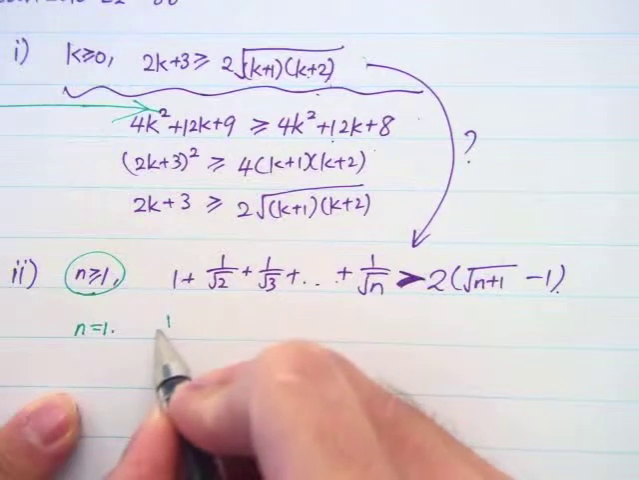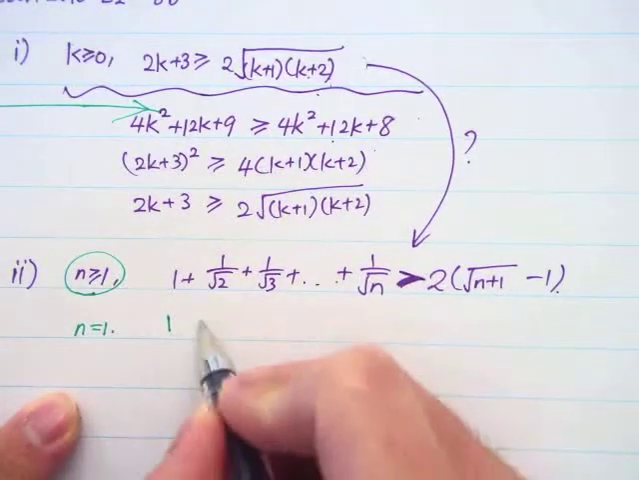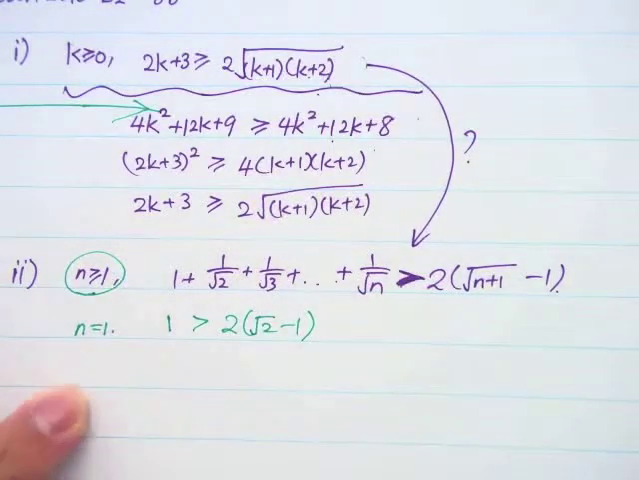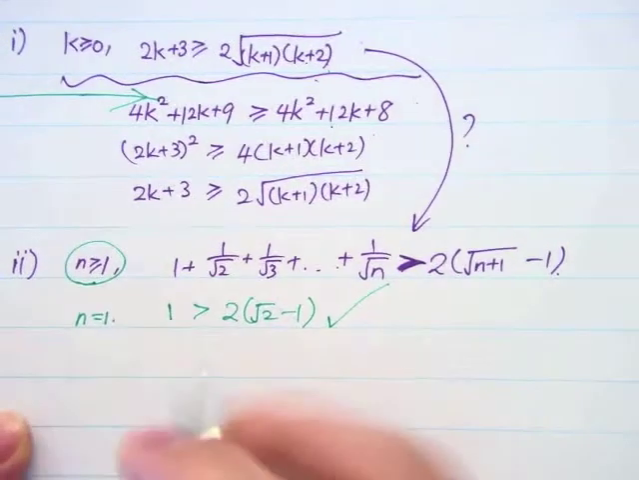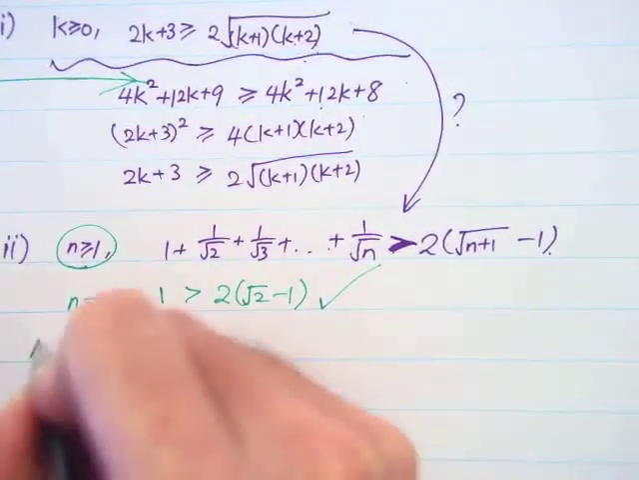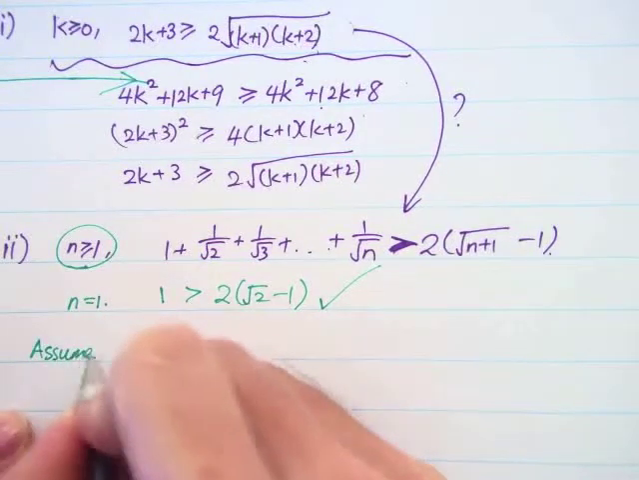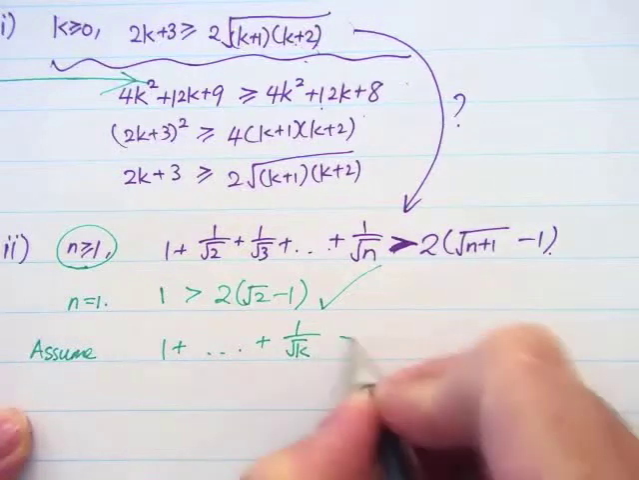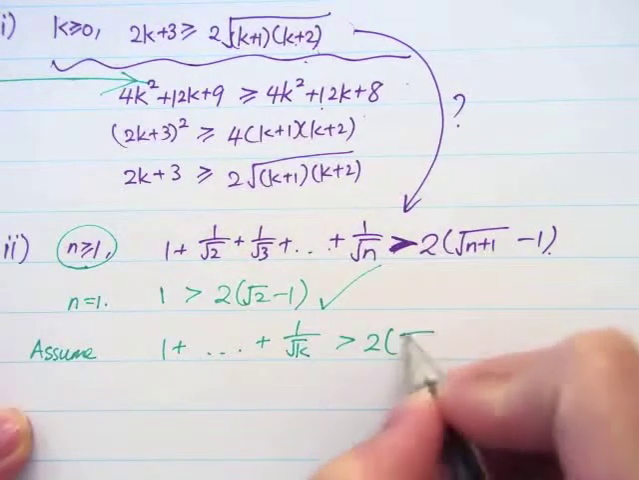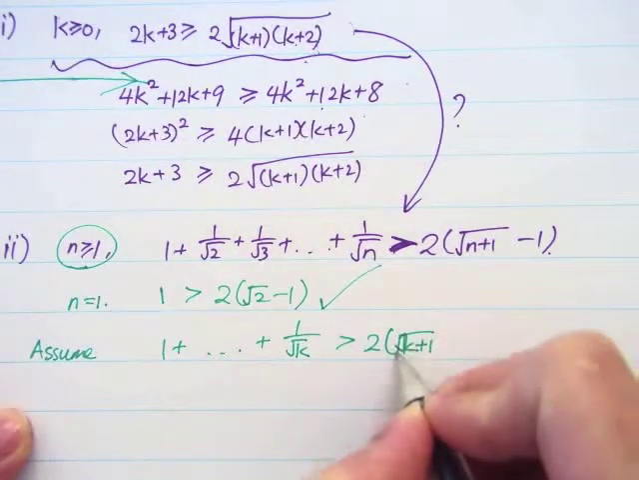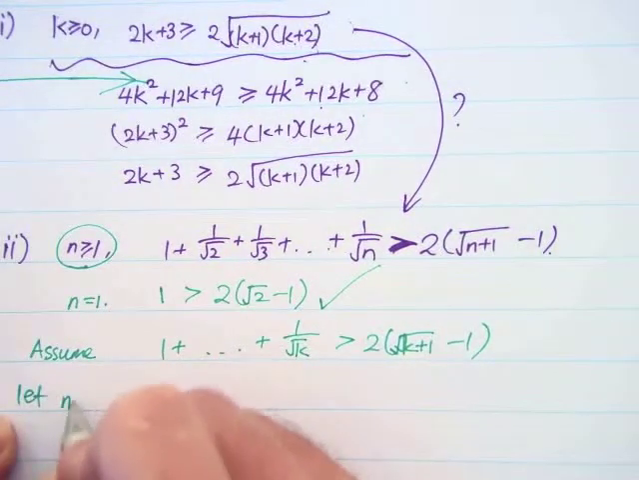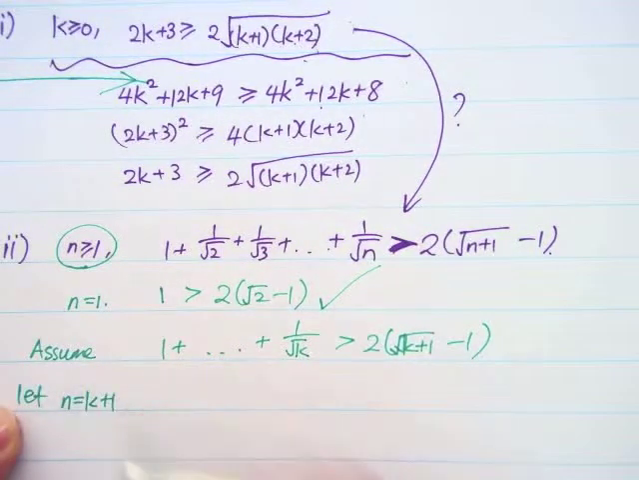So 1 is just the single term. Is it greater than 2 root 2 minus 1? Well, I believe so. It works. Now, the next step is you assume that 1 plus and so on up to 1 on root k is greater than 2 root k minus 1. It's your inductive assumption. Okay, and now you say let n equal k plus 1.